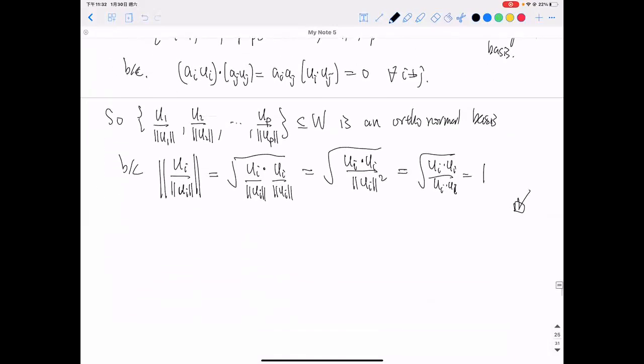Now, recall that when we have a basis, B, say w1 through wp, when we have a basis of W, again, W is a subspace of Rn.